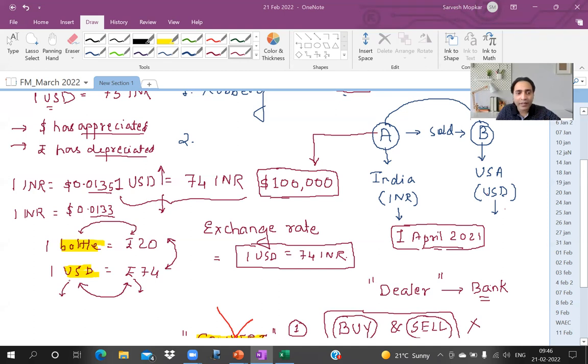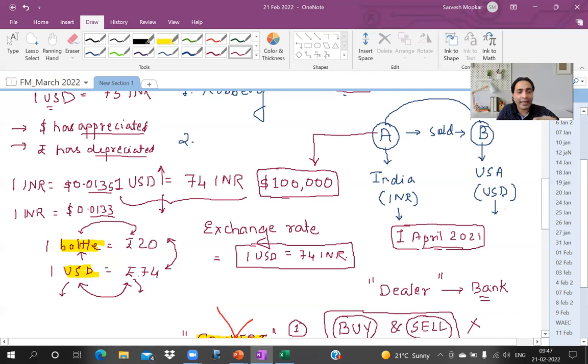The simple solution is treat one of these two currencies like a commodity and stick to it and do your calculations. You'll get correct answers. You'll understand the concepts absolutely thoroughly. So what is the secret? Treat one of the two currencies like a commodity. What do you mean by treating it like a commodity? What do you see when I say one bottle is equal to 20 rupees? What I see is you're telling me the price of the commodity. What is the value of one bottle? The value of one bottle is 20 rupees.